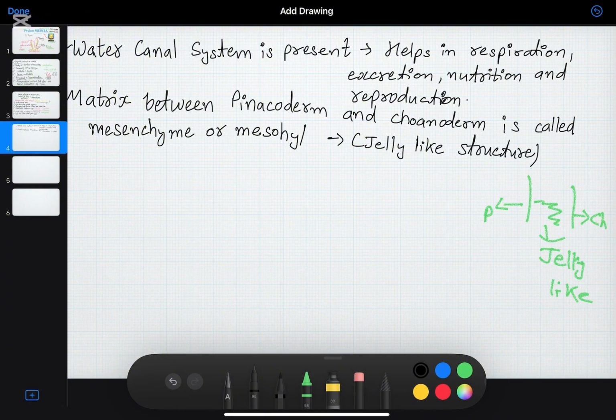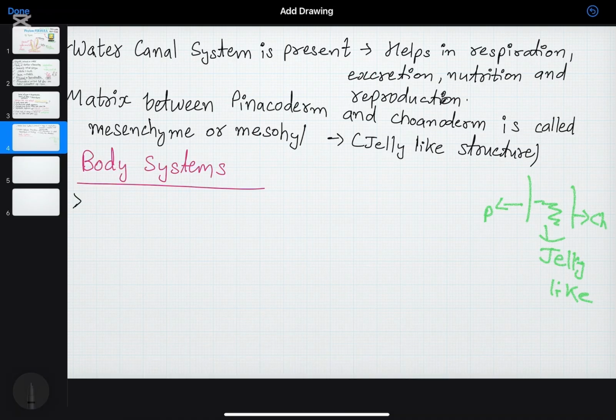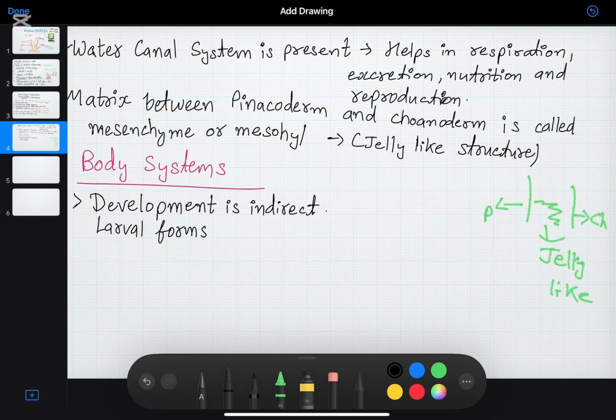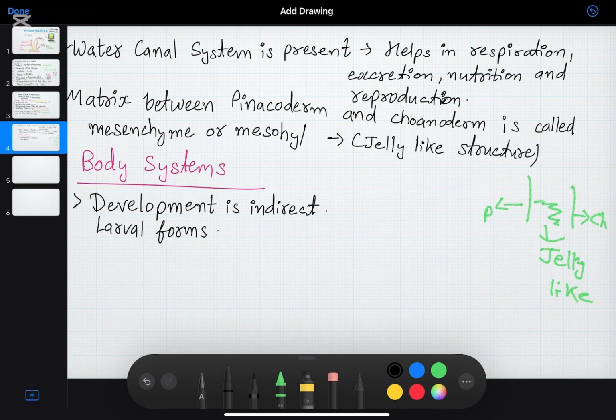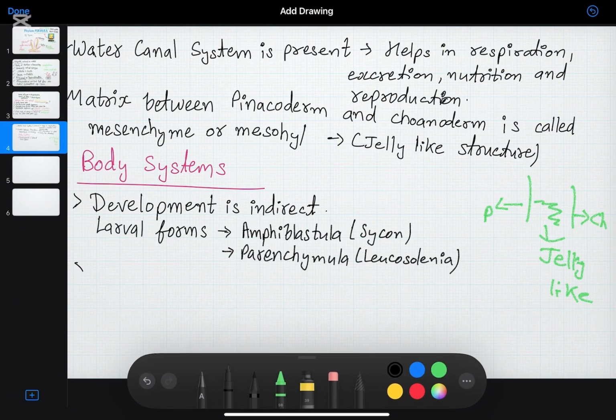Body systems of Porifera. The first one is that their development is indirect, means at first larval forms come, then only the adult one comes. Amphiblastula for Sycon and parenchymula for Leucosolenia. That is also an example of Porifera. Now the next system is the nervous system. As we have already discussed, nerve cells are not present in them, means no neurons.